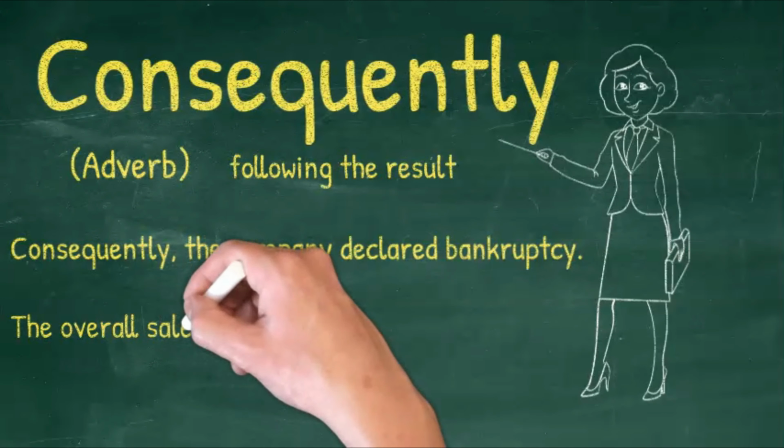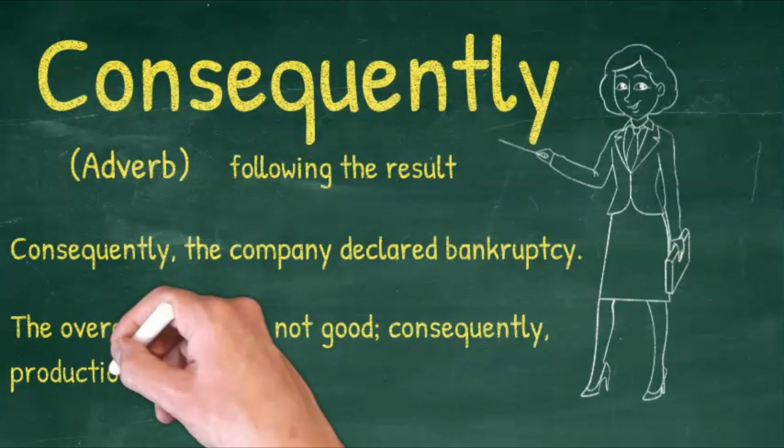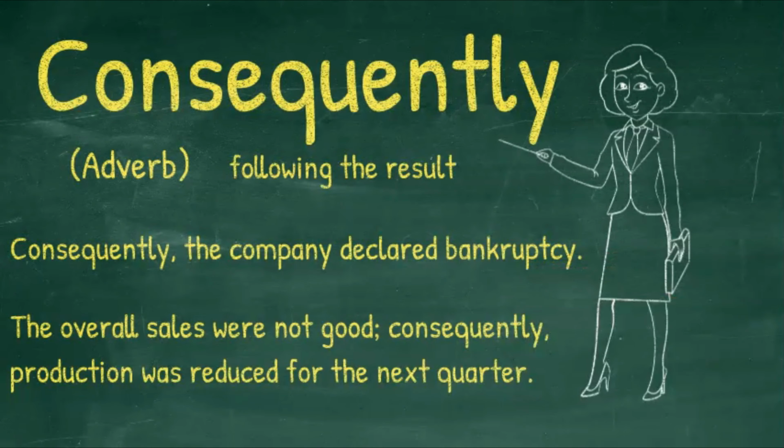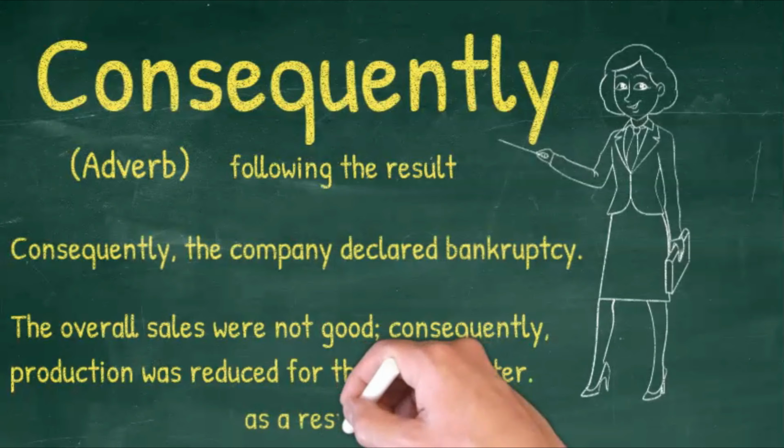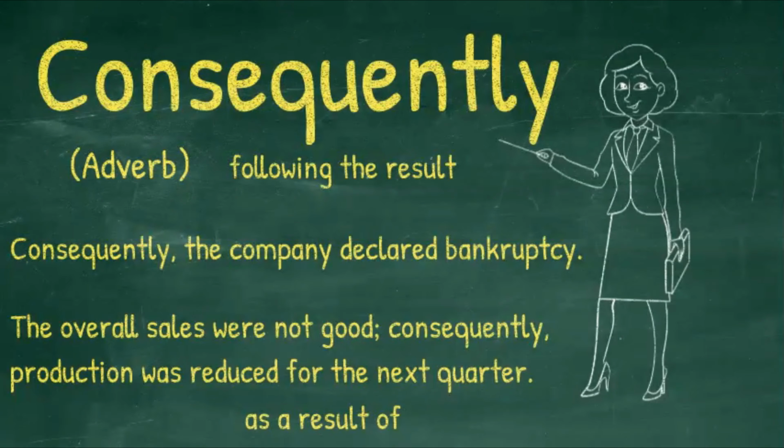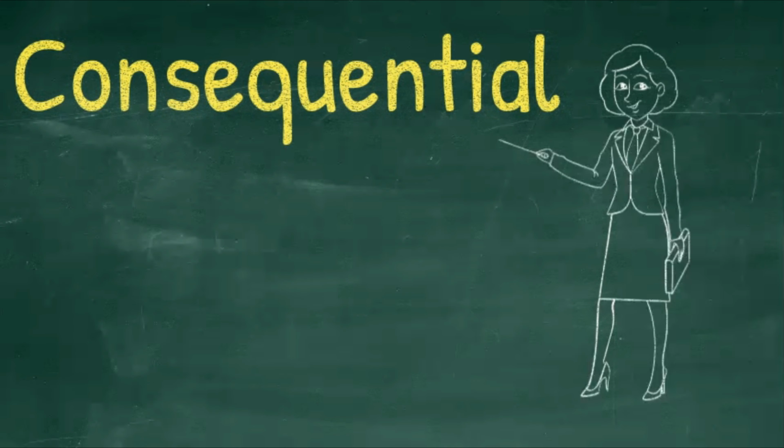And here's another sentence. The overall sales were not good. Consequently, production was reduced for the next quarter. We often use the word consequently in sentences in this way. It can be used in place of the words as a result of.